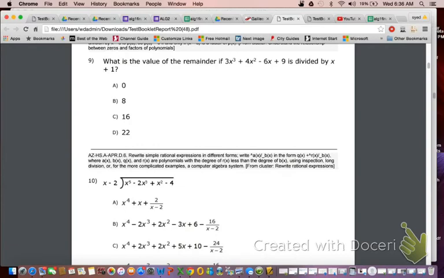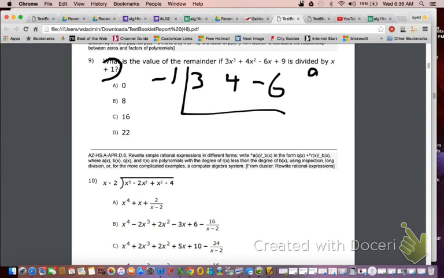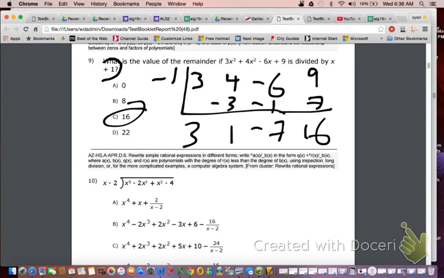Alright, 9, you want to basically, the opposite of this is -1. So you want to do synthetic substitution. So 3, 4, negative 6, 9. What's going to be left at the end? 3. So we have 16 left, so it has to be choice C.